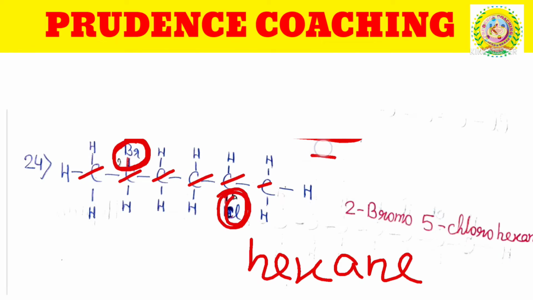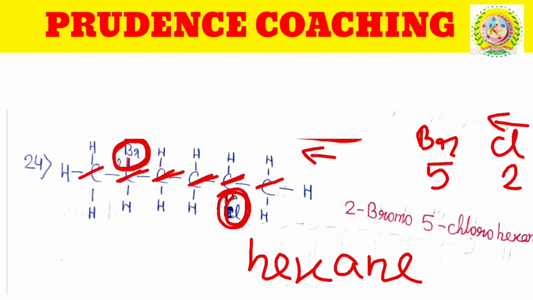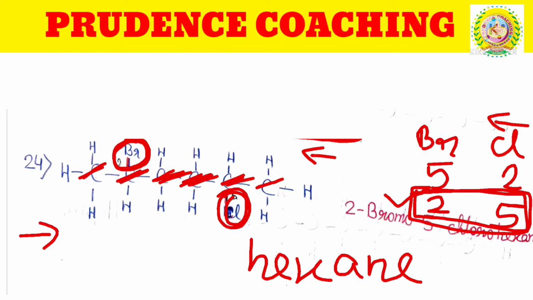So here if we start from this side, you will get 1, 2, second position chlorine, third, fourth, fifth position bromine. So if we start from this side, you will get bromine in the fifth position and chlorine in the second position. Now if we start counting from this end, you will get bromine in the second position and chlorine in the fifth position. So you need to choose this numbering because here bromine is getting 2 and here bromine was getting 5. So you need to give preference to this one.